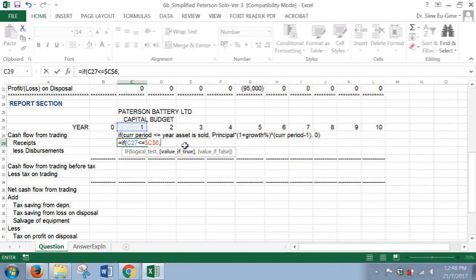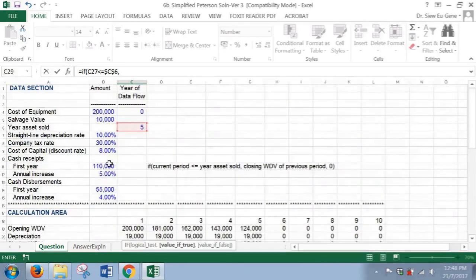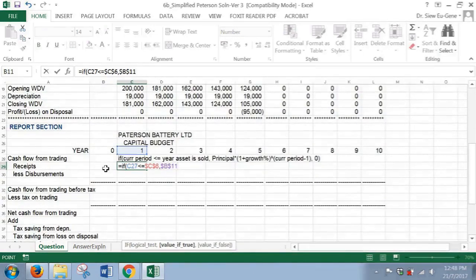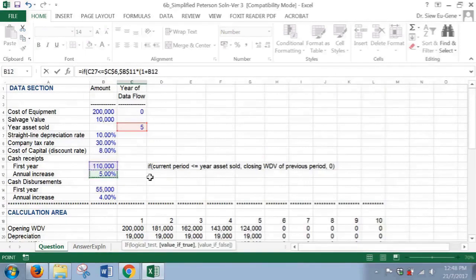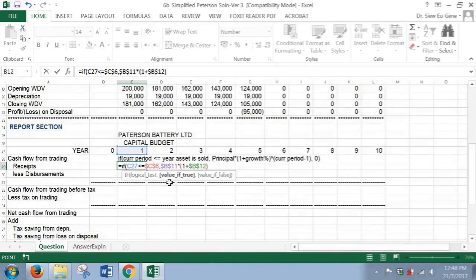Now, the principal growth is B11. I want to lock it because I don't want it to change. Multiply by 1 plus the growth. Growth is 5%. Power of current period. Current period is C27 minus 1. Now, this is the condition when it is true. So as long as the asset remains in our hands, we'll keep making that revenue. But once it is sold, when the condition is false, we make 0.